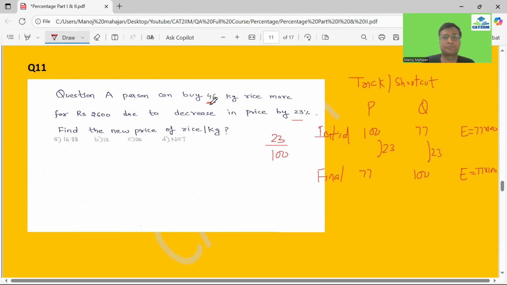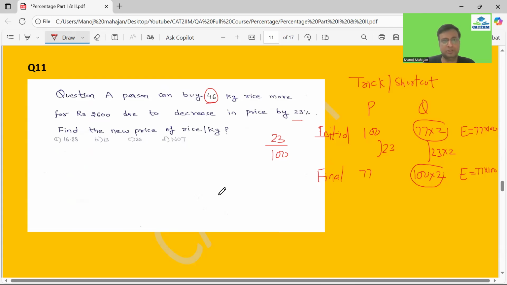So what is the difference in the ratio? If I look at 46, this needs to get multiplied with 2. So this will also get multiplied with 2 and this will also with 2. So you can figure out that the quantity was initially 77 into 2, that would be nothing but 154, and this would be 200.